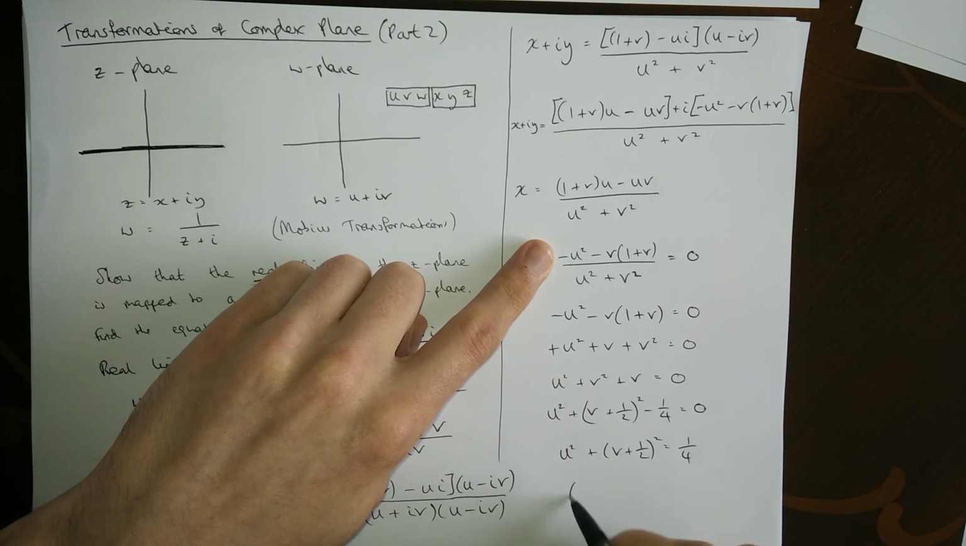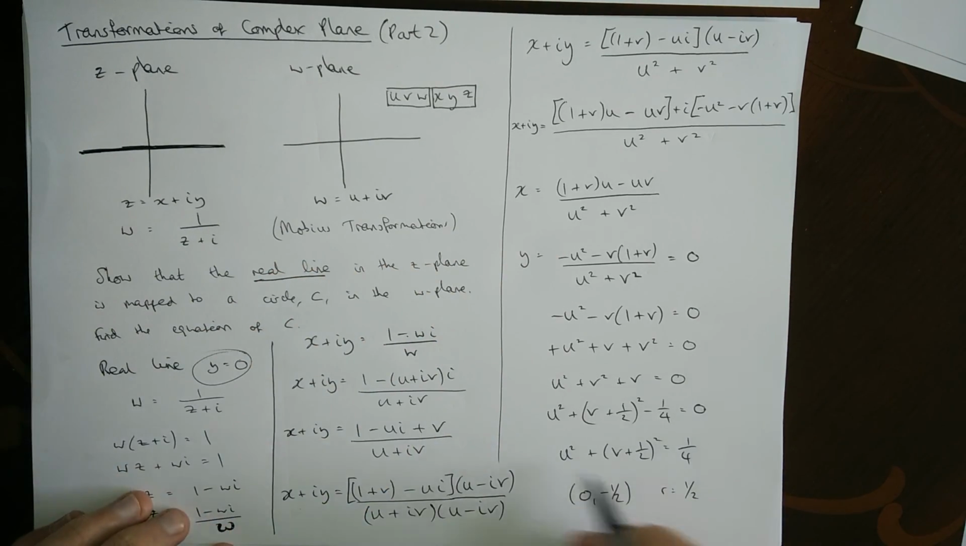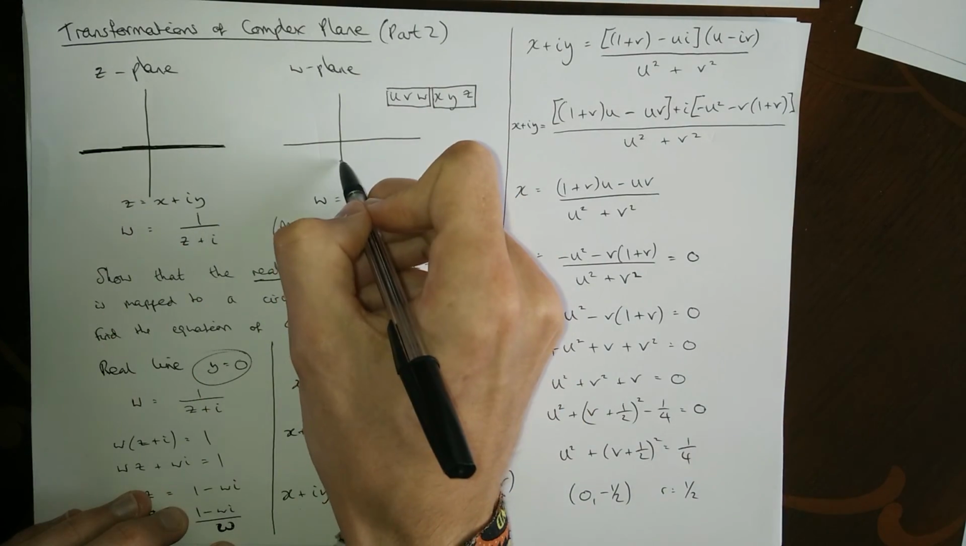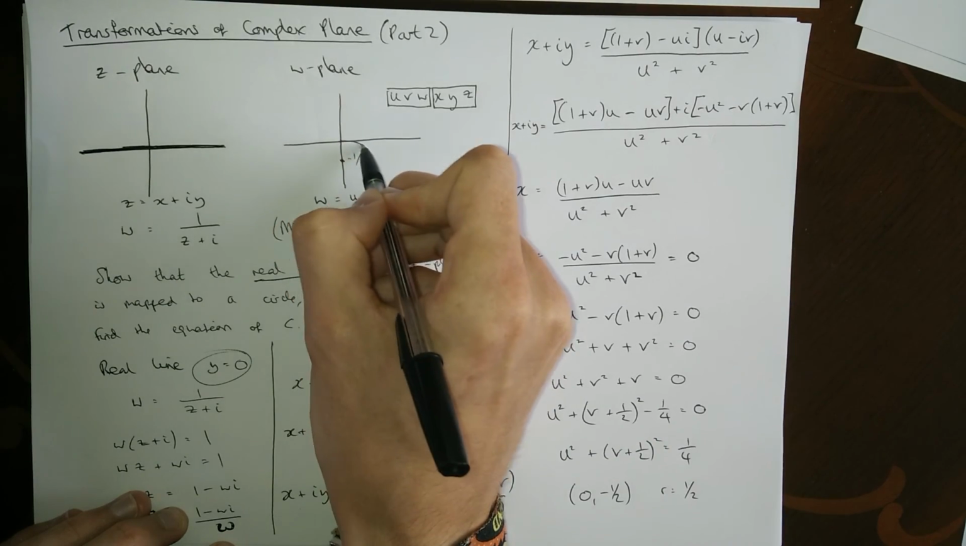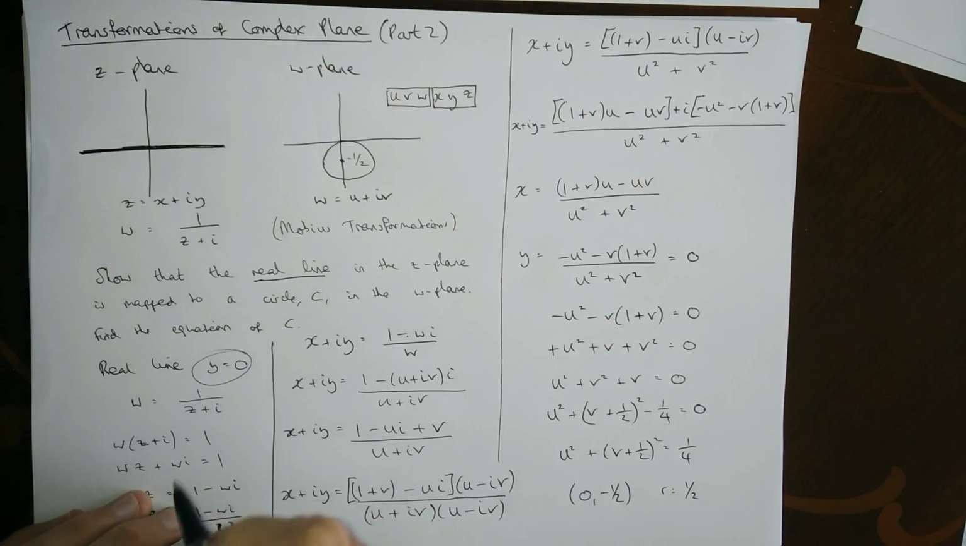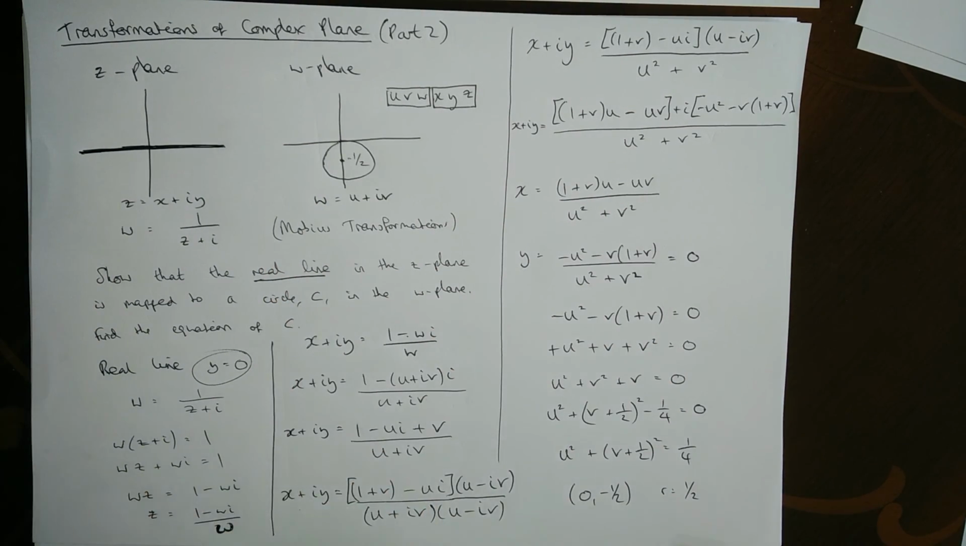So we can see now the centre is 0, minus a half. And the radius is a half. So over here, this has been mapped to minus a half, radius of a half. And that's your circle C.